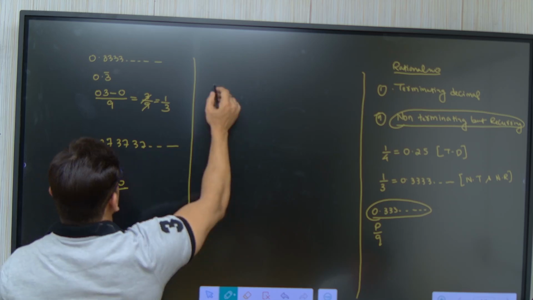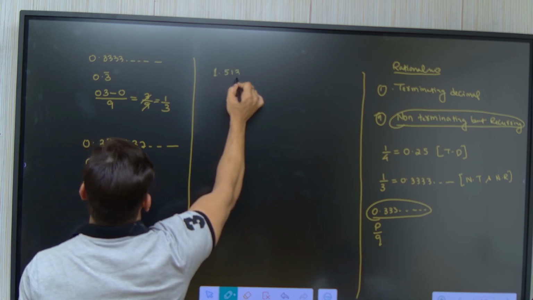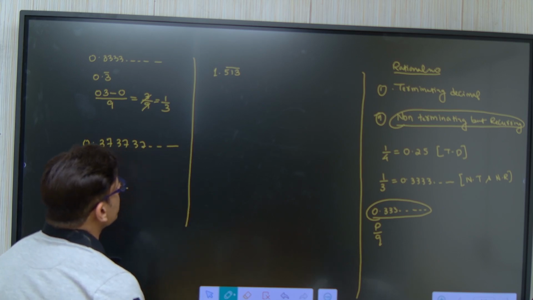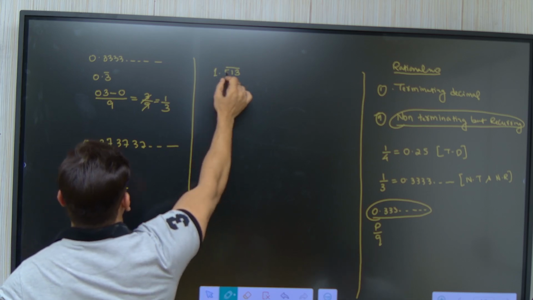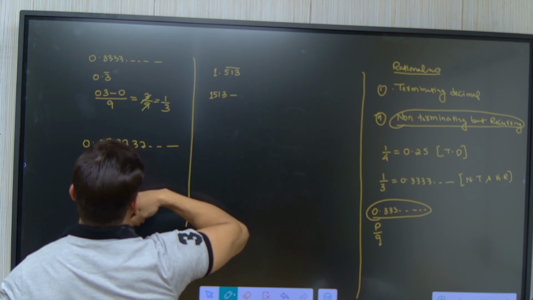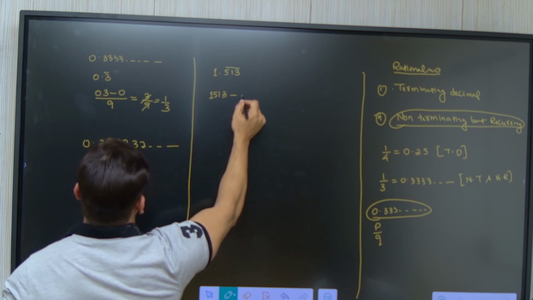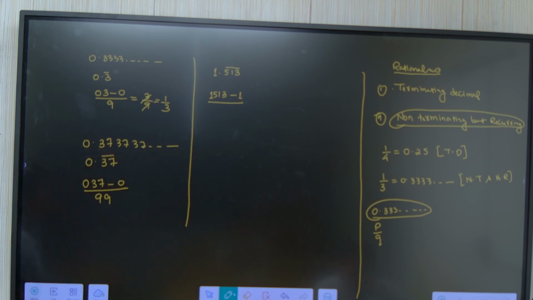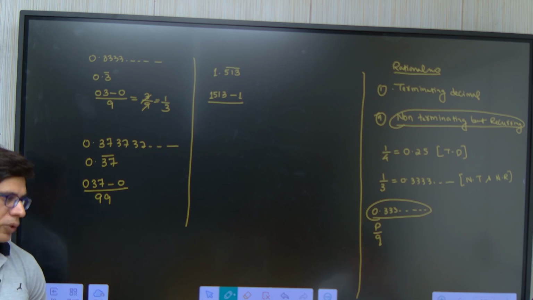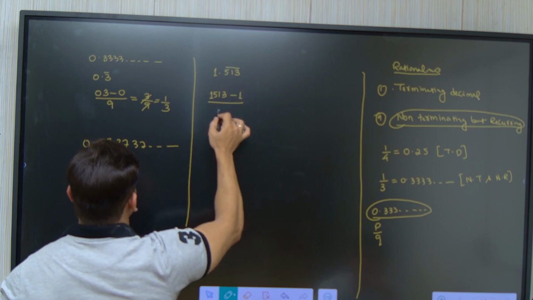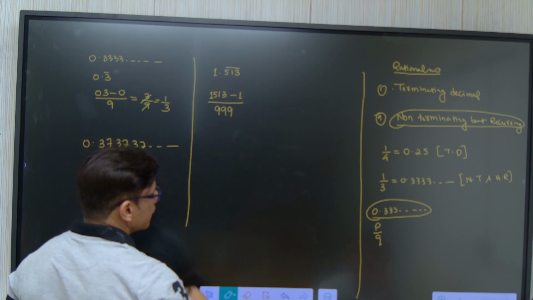If we have, let's say, the number 1.513 bar, how to write this number in the form of P by Q? The first step is remove bar and decimal and write this number as it is, 1513. From this, how much do you have to subtract? Only 1. You have to subtract the digits which do not have bar on them. First you write the number as it is. From that, subtract the digit which does not have bar. Then in the denominator, put as many 9s as digits with bar. How many digits have bar? 3. So put three 9s for that.